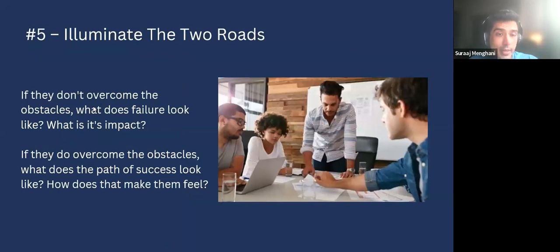If they don't overcome their obstacles, what does failure look like? What's its impact? If they do overcome their obstacles, what does the path of success look like? Okay, so again, over here, since we're forming a storytelling framework, we're also trying to understand, what is the kid's problem? Okay, the kid's problem is that he has to wake up very early in the morning. Okay. Now, is this a problem that you want to take away from them?